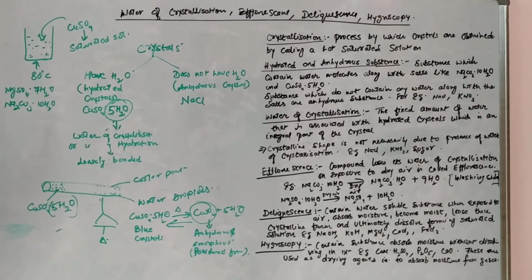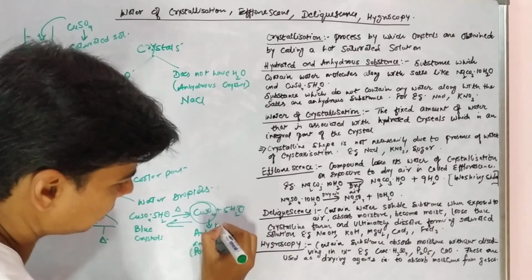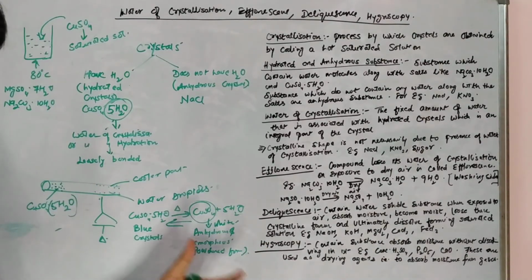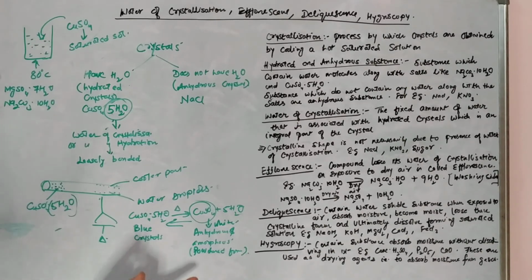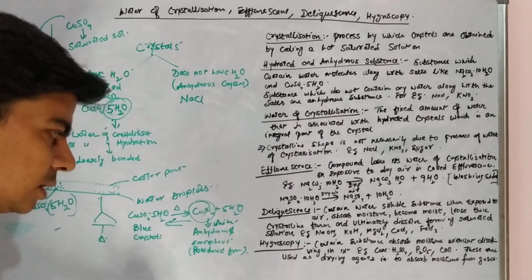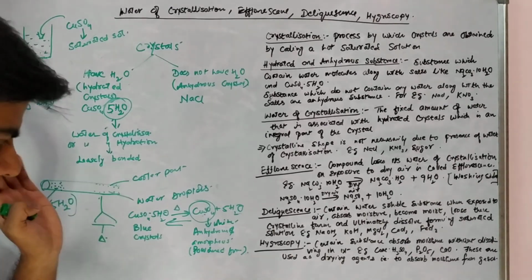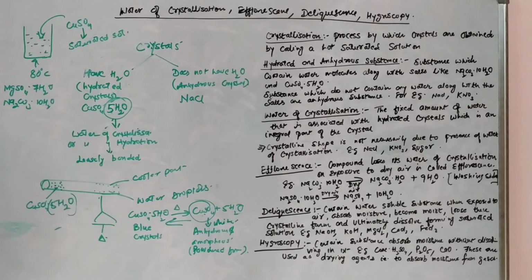I'll repeat: when you heat the blue crystals of copper sulfate, they change into white anhydrous and amorphous powder, that is without water and without crystalline shape. And if you add water to this anhydrous and amorphous powdered form of copper sulfate, it will change back to blue crystals of copper sulfate.